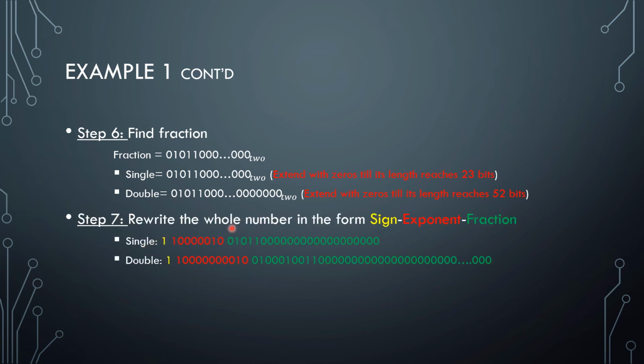Finally, we have to rewrite the whole number in the form sign, then exponent, then fraction. This is the sign, as we mentioned, because it's negative. This is the exponent that we found previously, and this is the fraction, extended to 23 bits for the single and 52 bits for the double.